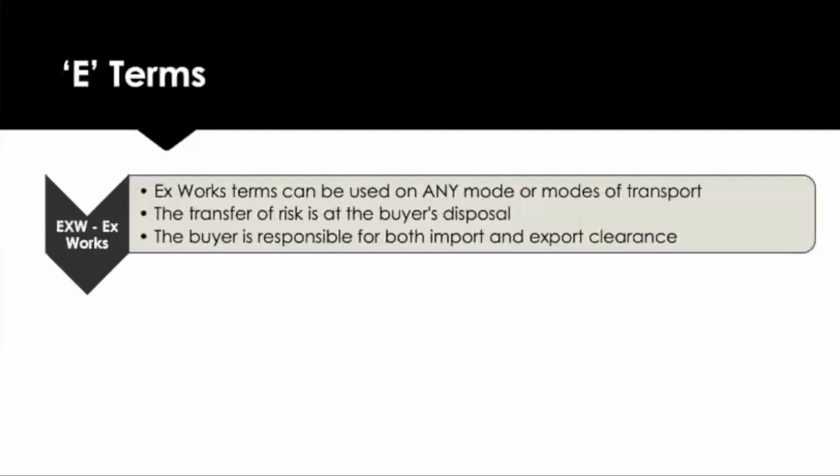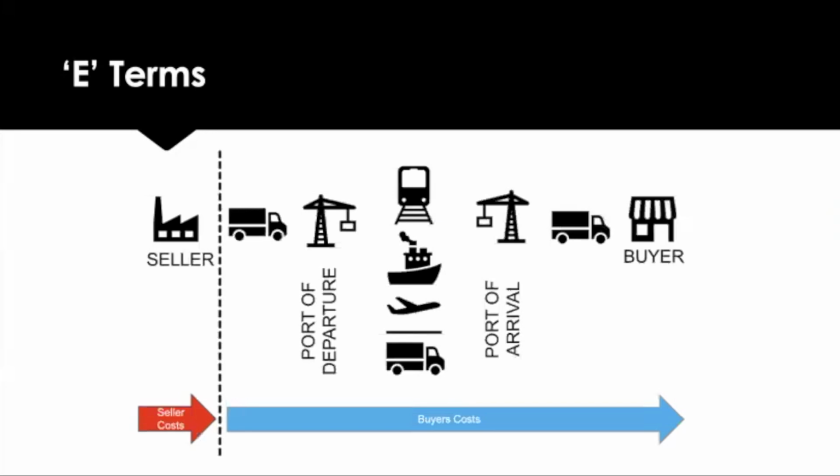So Ex Works is a term used for any mode of transport. So that's road transport, air transport, railway and sea freight. The transfer of risk is at the buyer's disposal, which means the buyer has to go and collect the goods. And the buyer is responsible for both the import and the export clearance. And this is basically what it looks like. You can see the dotted line at the point where the seller's costs stop and the buyer's costs start.